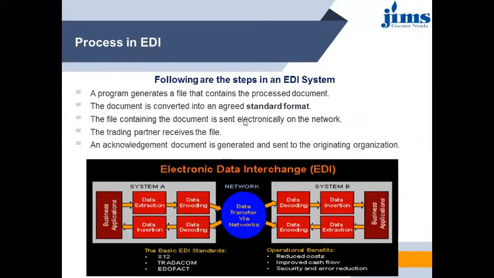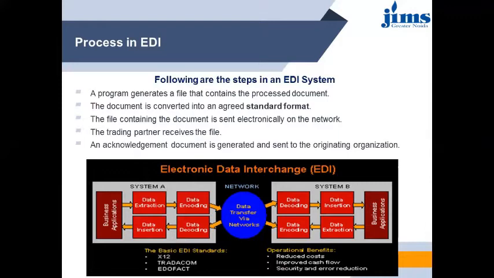Let's understand with the help of this diagram. This is system A and system B. Now system B wants the information from system A. Now what will system A do? System A first extracts the data, then that data is encoded. Now the encoded data through the network layers will come into system B, and that data will be decoded, then the data is inserted, and system B will get the information of that data.